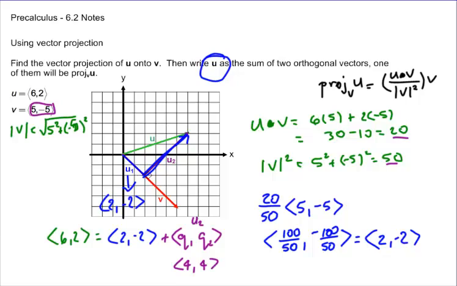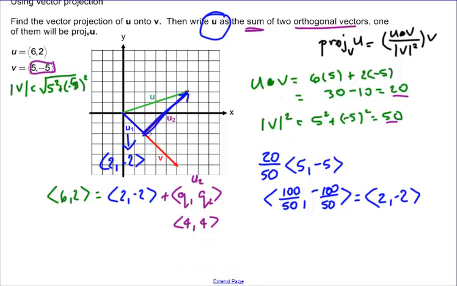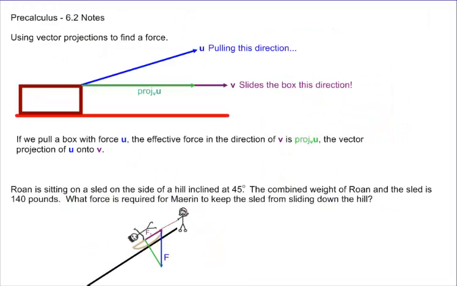So the last part of this is the sum of two orthogonal vectors. Then I've got them. And they're going to be U. The vector U is equal to the vector 2, negative 2 plus 4, 4. So it looks horrible and painful, but it is not that bad. But the projections are really interesting. You can do some really cool things with those.